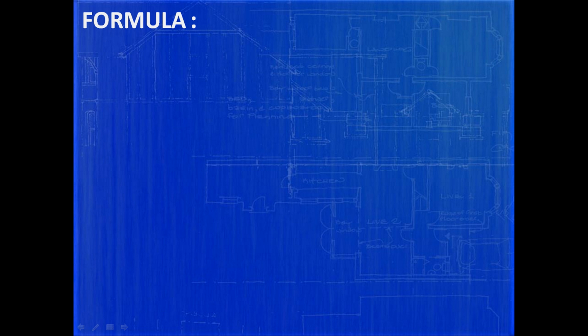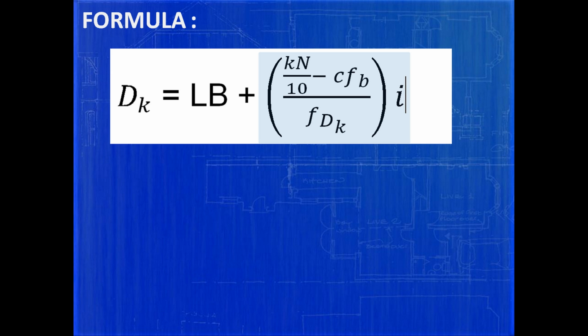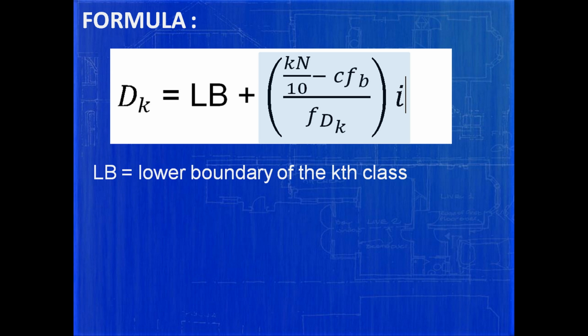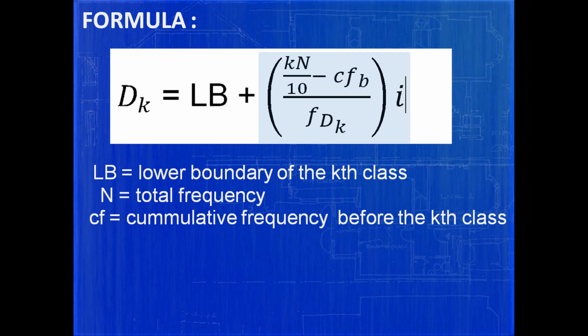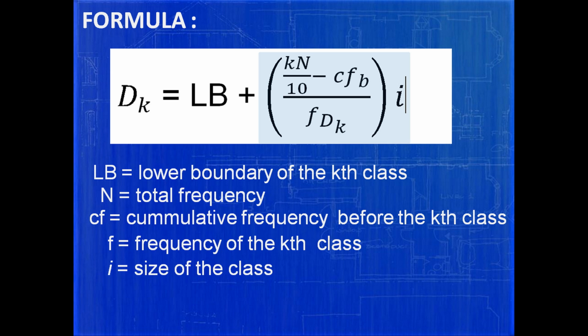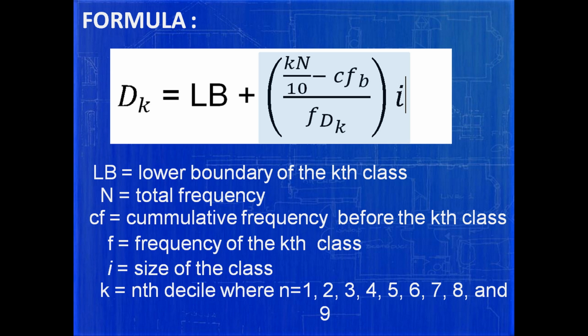In finding deciles for grouped data, we use this formula, where LB is the lower boundary of the kth class, N is the total frequency, CF is the cumulative frequency before the kth class, F is the frequency of the kth class, I is the size of the class interval, and K is the nth decile, where n is equal to 1, 2, until 9.